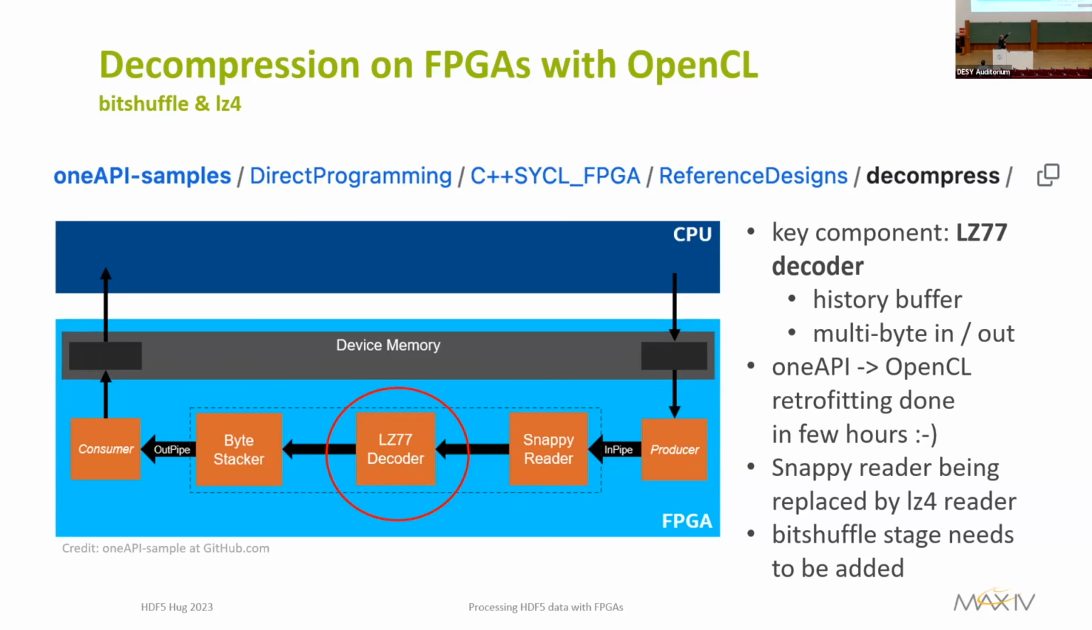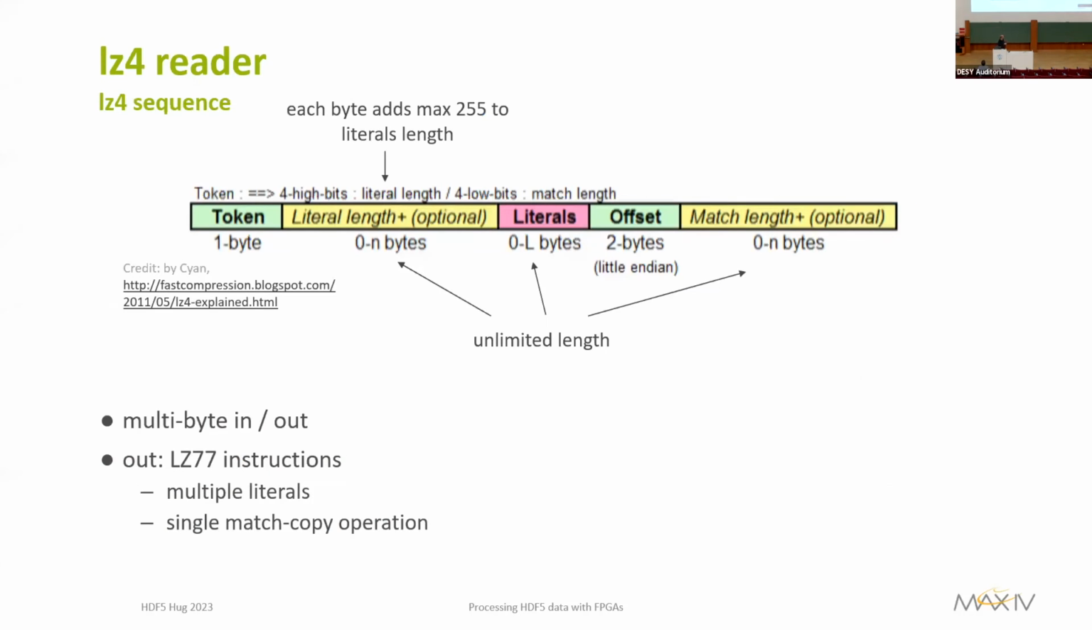And because my project is in OpenCL, retrofitting from oneAPI took actually a few hours. These languages are almost the same. The oneAPI is, of course, much more advanced. What is necessary to replace is the Snappy reader, which interprets the Snappy encoding of the data and produces the LZ77 instructions for the next part of the pipeline. So it's necessary to replace this, and also the bit shuffle stage, which should be really natural on FPGAs.